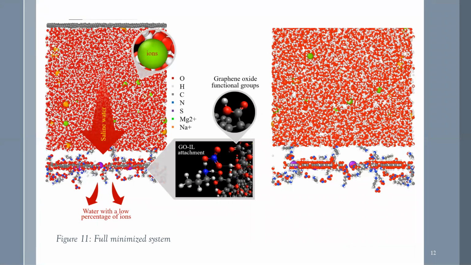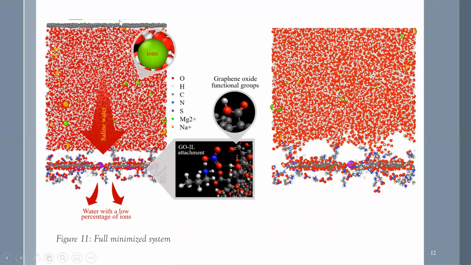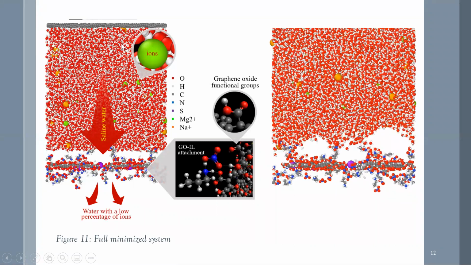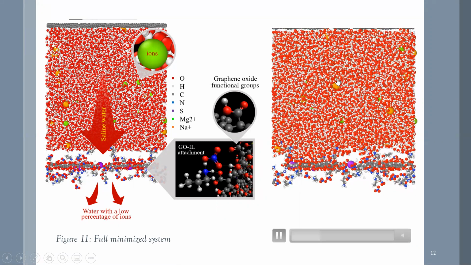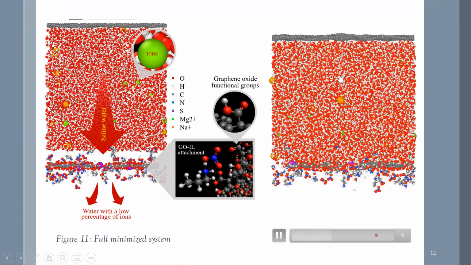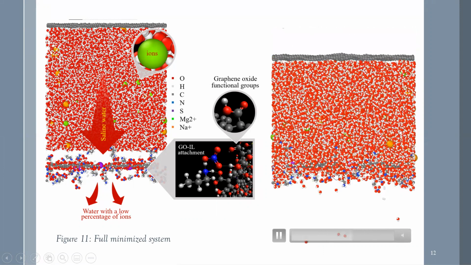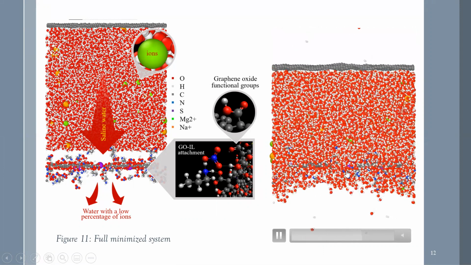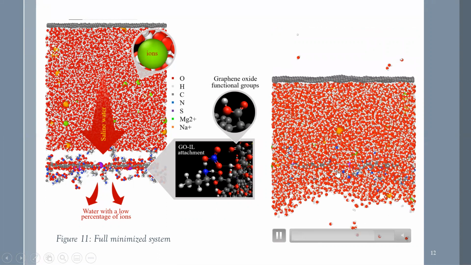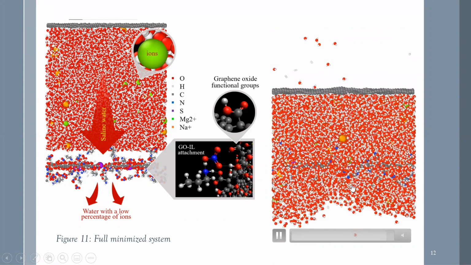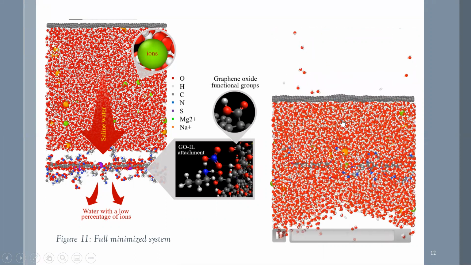Here we can see the full minimized system. We have a wall that pushes the saline water, which is water with molecules. Then the water passes through the adsorbent. After passing through the adsorbent, the water should have lower percentage of ions because some of the ions in the saline water is attracted to the adsorbent.